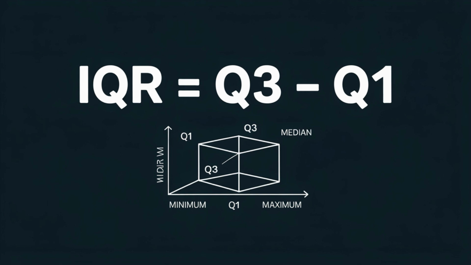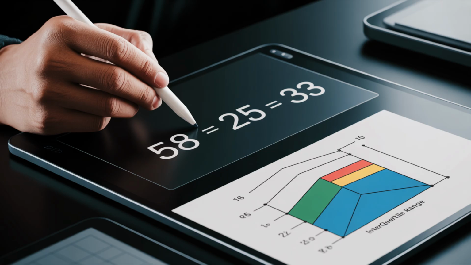Now let us move to the box plot. A box plot tells us 5 important values: the minimum, the lower quartile, the median, the upper quartile, and the maximum. The interquartile range, often called the IQR, is simply upper quartile minus lower quartile. In this example, the lower quartile is 25 minutes. The upper quartile is 58 minutes. So the interquartile range is 58 minus 25, which gives 33 minutes. The interquartile range tells us how spread out the middle 50% of the data is.